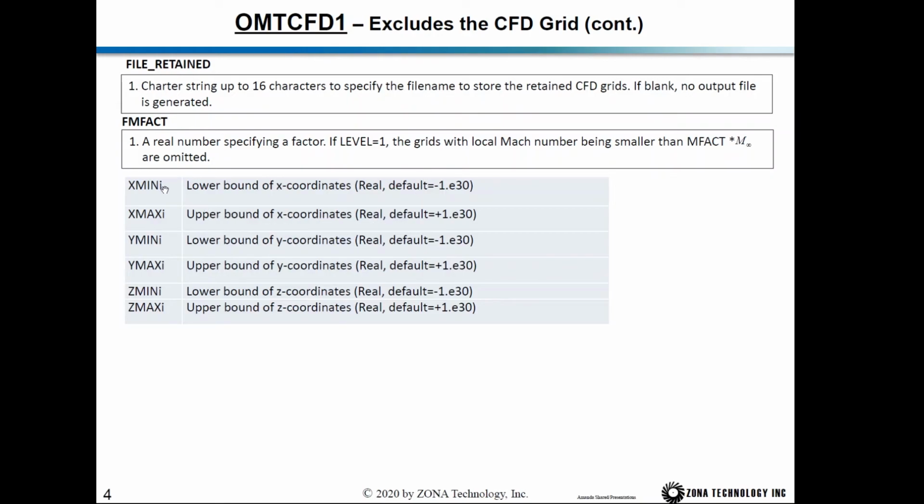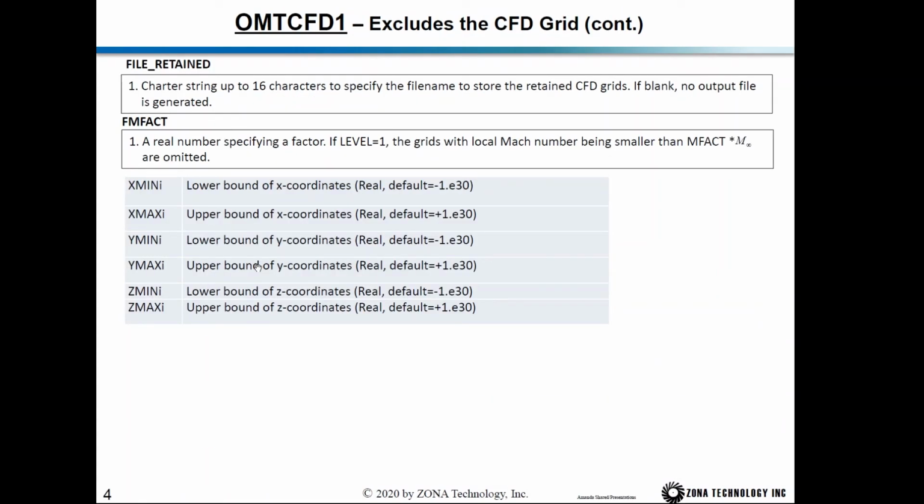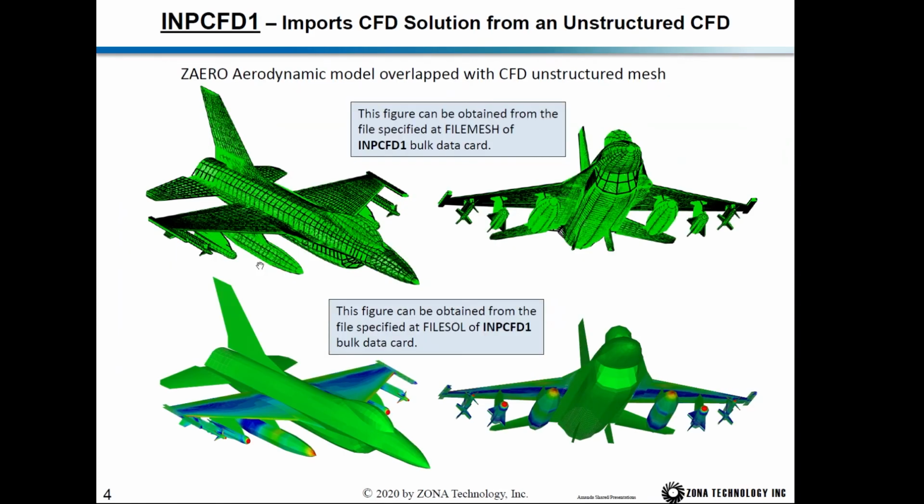And then you can specify a region, and only within this region the unstructured CFD grid is considered for interpolation. So with this IMP CFD1, you can verify the overlapping between the unstructured surface mesh and the ZTRAN panel model, and then you can look at the interpolated CP on the ZTRAN panel model.